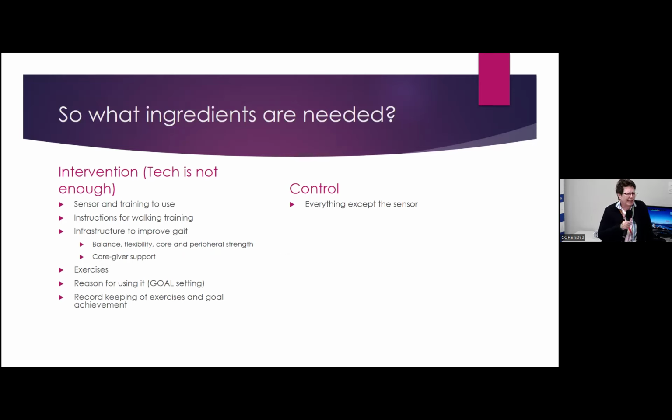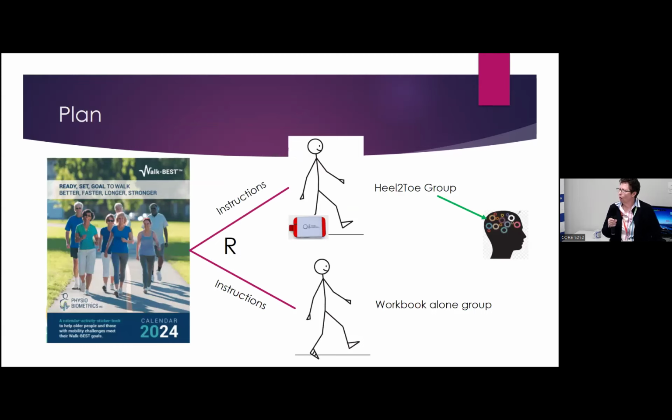People need a reason for using it. They have to have a goal. Why should I put this on their foot? They need to have a goal, and for us too, we need to be able to keep track of how much they walked and other activities they did. So the control has to get everything but the sensor. That's always the rule of clinical trials. The control group has to get everything but the active ingredient. And that's why you have to know what all the other ingredients are. So fortunately, we had developed a calendar.